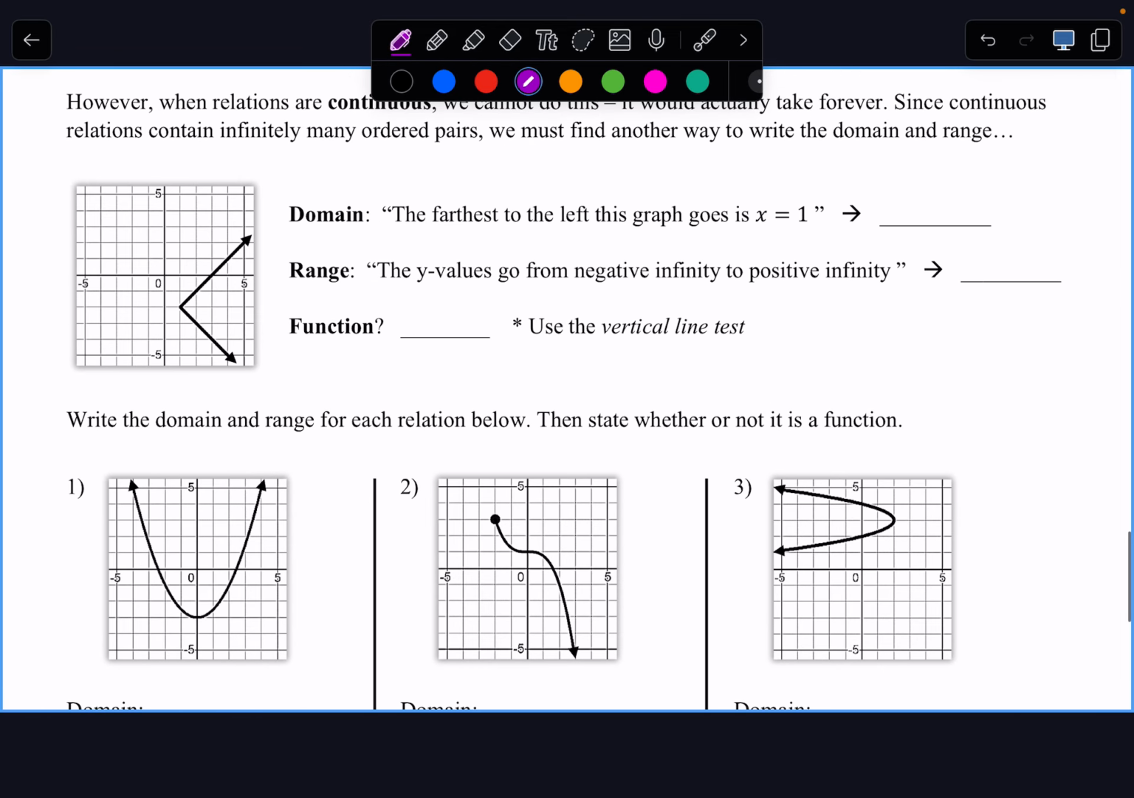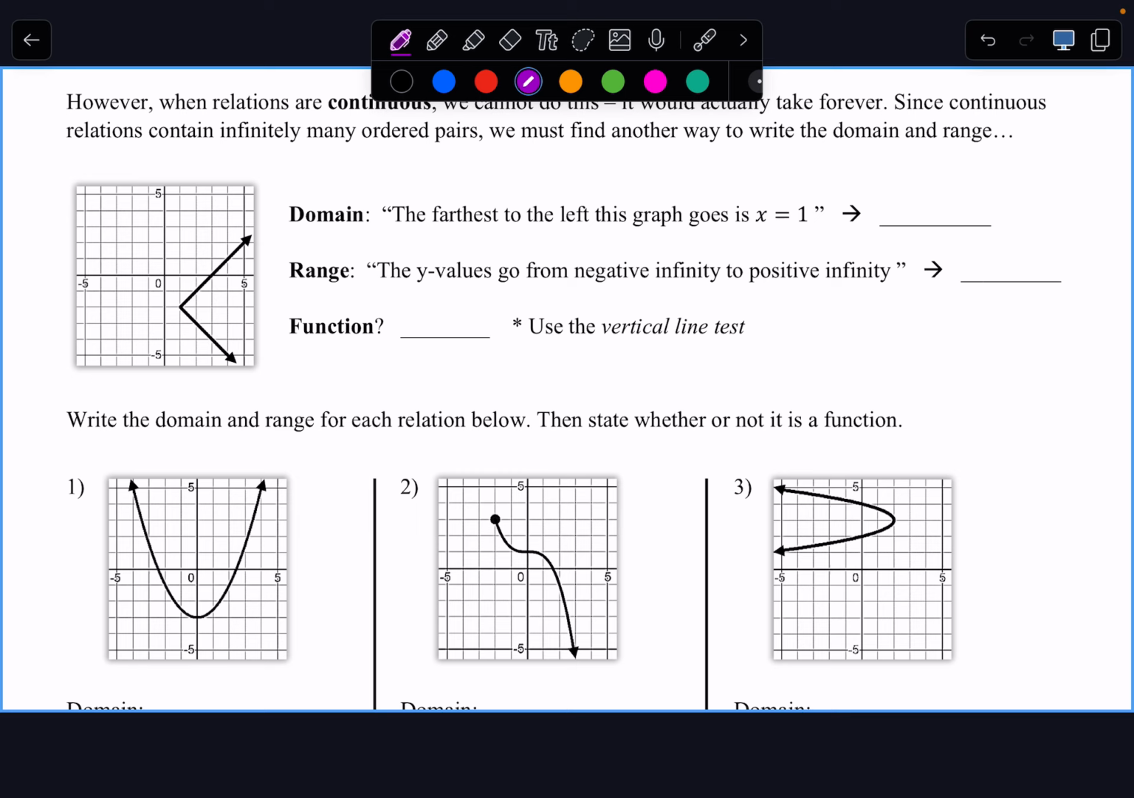When we are trying to determine the domain and range of a continuous function, I want you to have that visual of going from left to right, where's the blue? Going from bottom to top, where's the green? Where are we going to have coordinates across the graph?